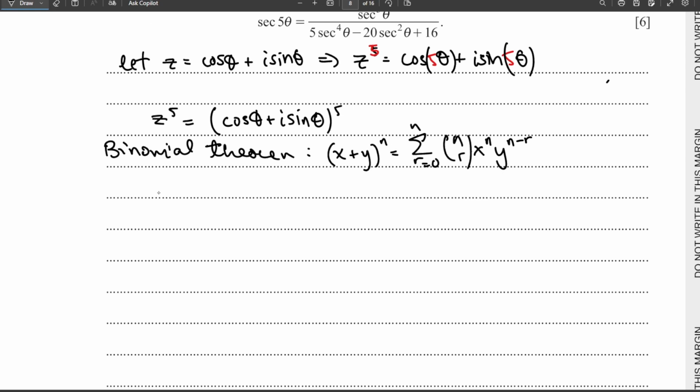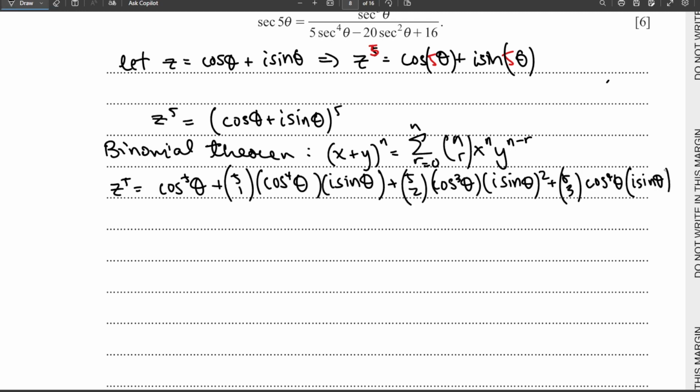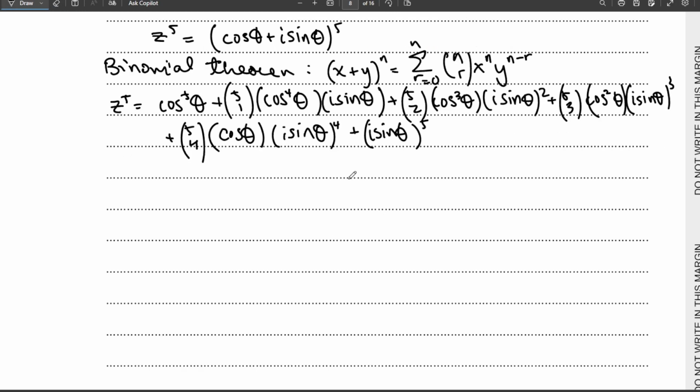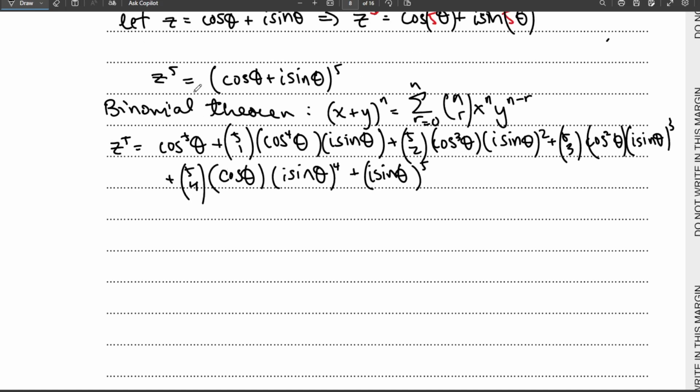So we apply this for our z, our complex number, where x is cosine theta and y is i sine theta, and let's expand this. For the combinations, you can type in your calculator, right?